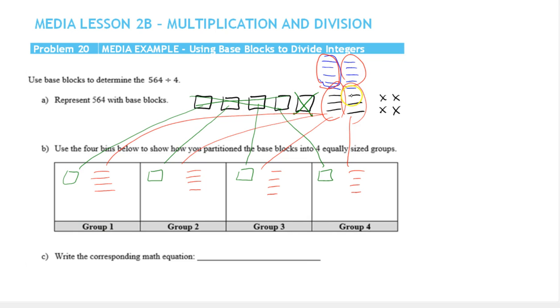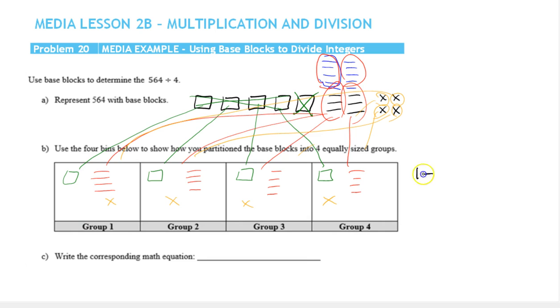Okay, we didn't have any rods left over, so we didn't have to make any rods into units. Now we can just partition the units, and notice that there's exactly 4, so each group can get 1 unit. So we've broken 564 into 4 equally sized groups, and our result or quotient is going to be the amount in each group. Well, notice each group has 100, 4 rods, and 1 unit.